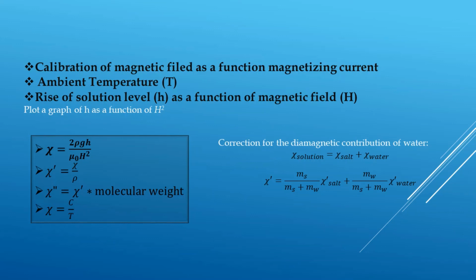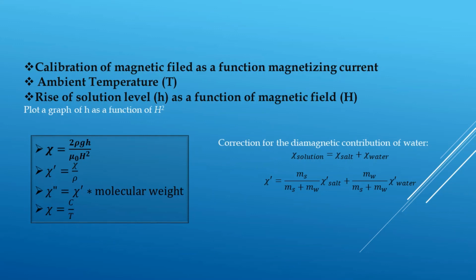We have already read it in Curie's law. So here capital C is the Curie constant. So after getting the value of chi, we can calculate chi prime, that is mass susceptibility, chi double prime, that is molar susceptibility, and the Curie constant if I know the capital T, that is the temperature.